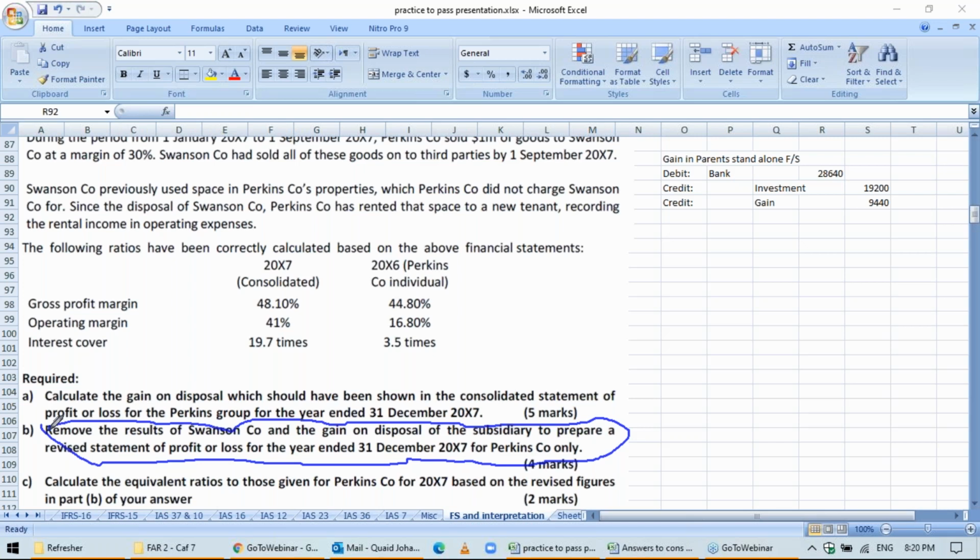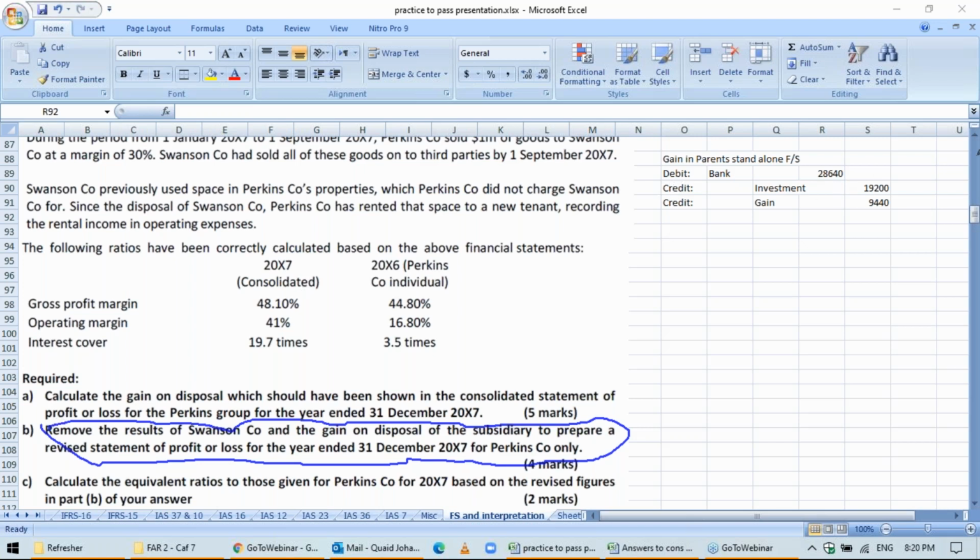Now, remember one thing, what IFRS 5 says. According to IFRS 5, discontinued operations shall be shown separately. So now the Swanson's operations have become a discontinued operation and they will be shown separately. So they should not have been consolidated.